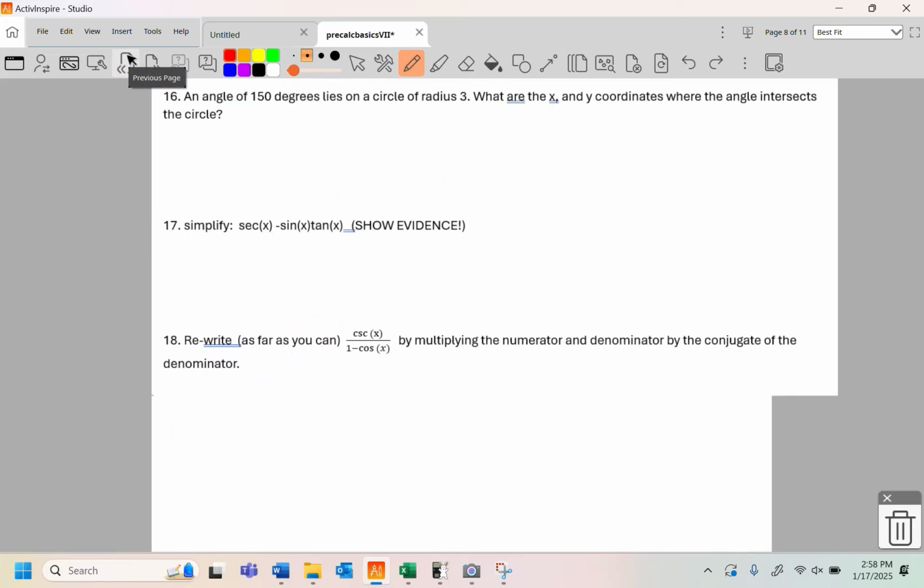18, rewrite this guy as far as you can. I'm just trying to get you guys to use a conjugate. I have no idea what this one's going to look like. But the conjugate of 1 minus cosine of x is going to be 1 plus cosine of x.